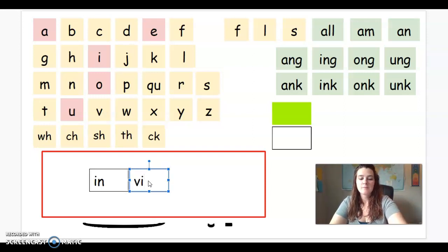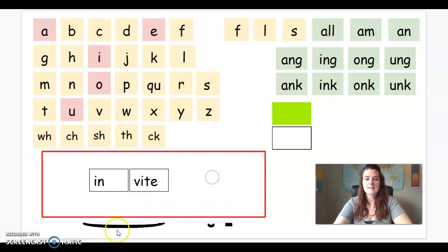Invite. Am I done? No, I'm not. That I is a long I, so what do I need at the end? Silent E. All right, now let's see if we have both syllables spelled correctly. Invite. Good job.